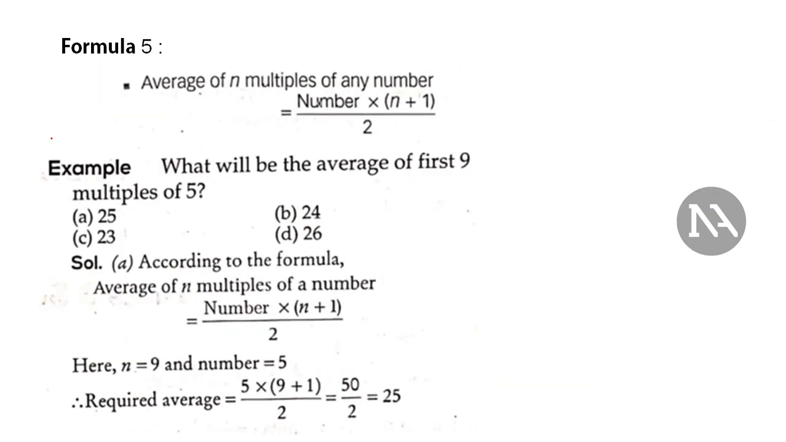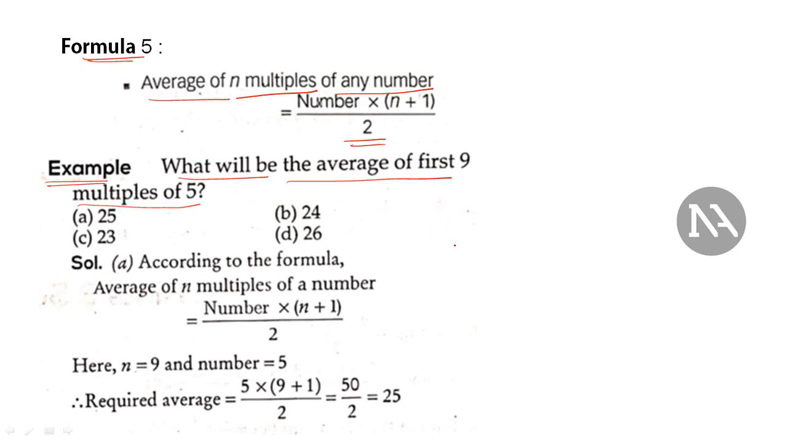This is the final formula, formula 5. The average of n multiples of any number is equal to number into (n plus 1) divided by 2. We will understand this with the help of this example. What will be the average of first 9 multiples of 5?